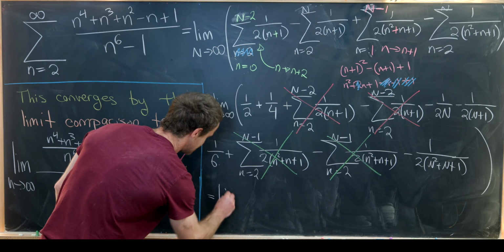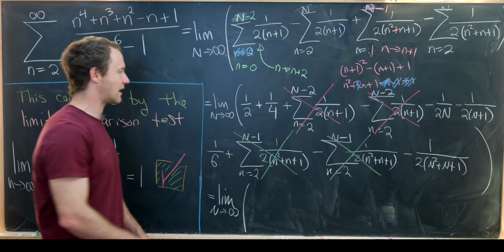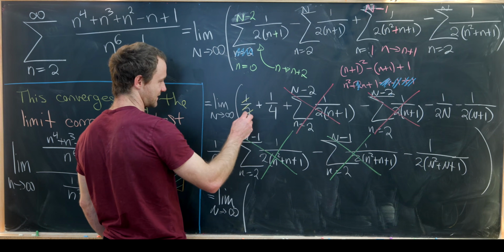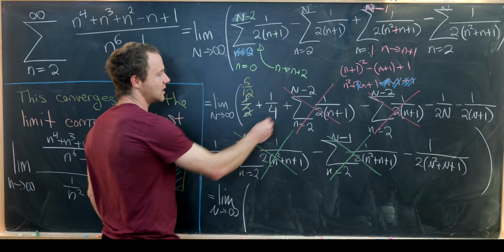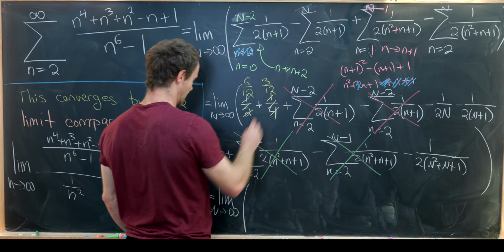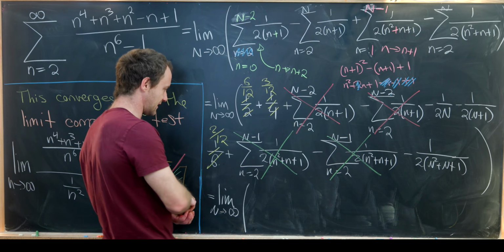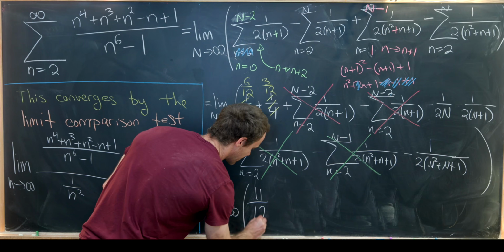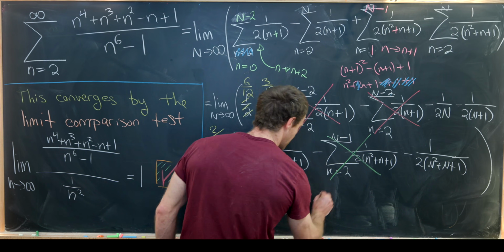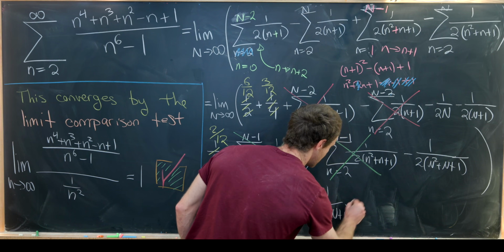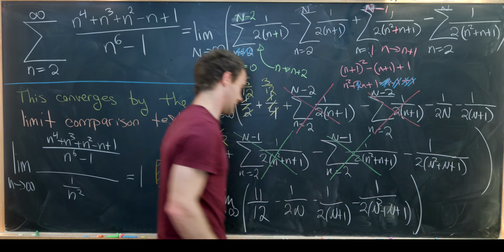So we've got the limit as capital N goes to infinity. And then maybe let's combine these while we're at it. So a half is the same thing as 6 over 12. Notice the common denominator will be 12. A quarter is the same thing as 3 over 12. And then a sixth is the same thing as 2 over 12. So in the end, that is going to add up to 11 over 12. And then we'll have minus 1 over 2 times capital N, minus 1 over 2 times (capital N plus 1), minus 1 over 2 times (capital N squared plus capital N plus 1).